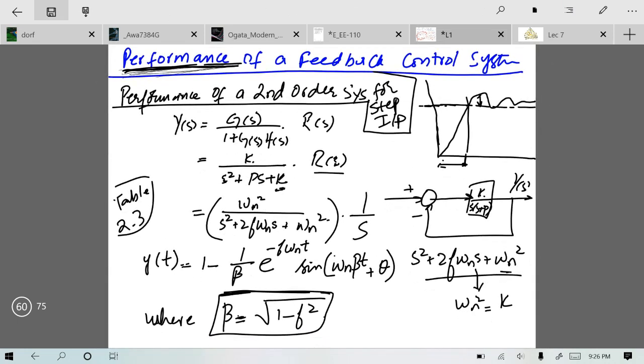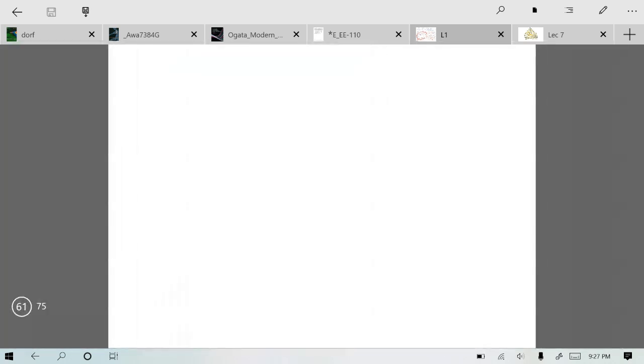So this is the basic maths behind all the formulas that we are going to write. From this basic maths you should know that this y of t is the response of a system, and this maths is done for a second order system and for a step input response.